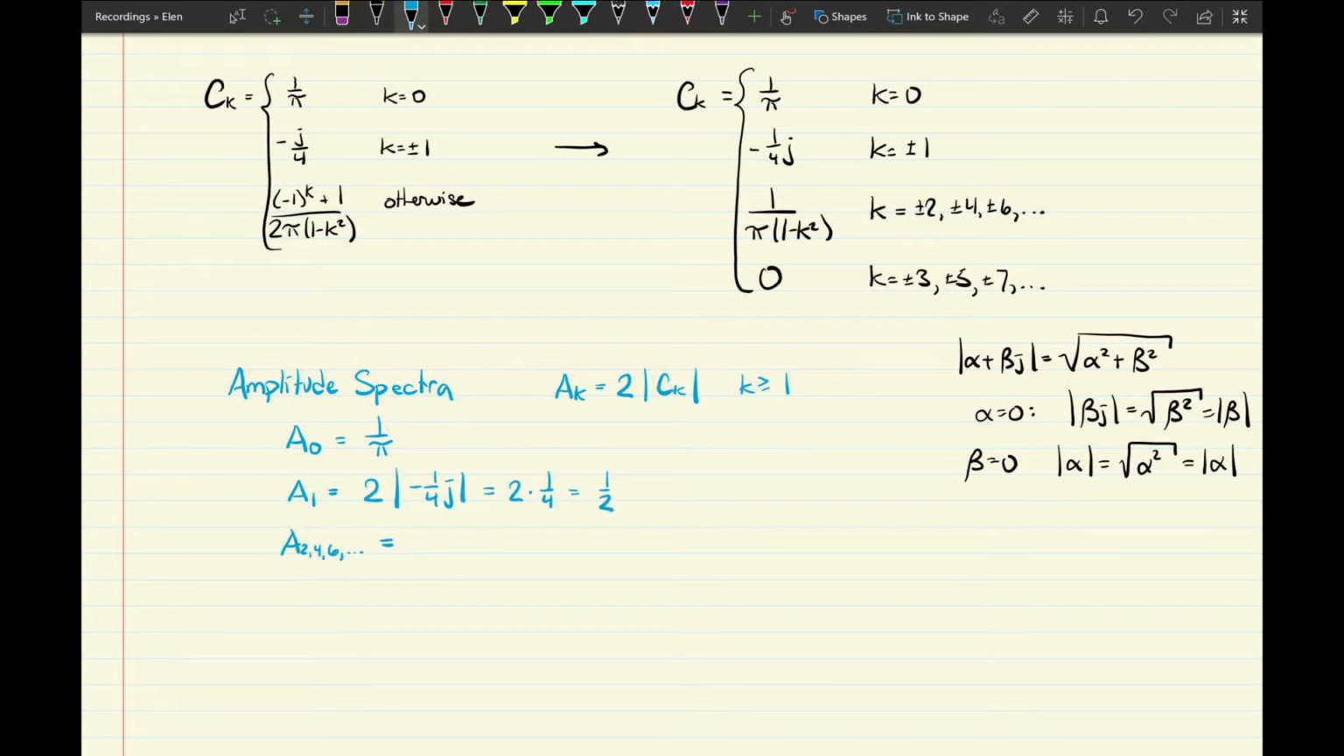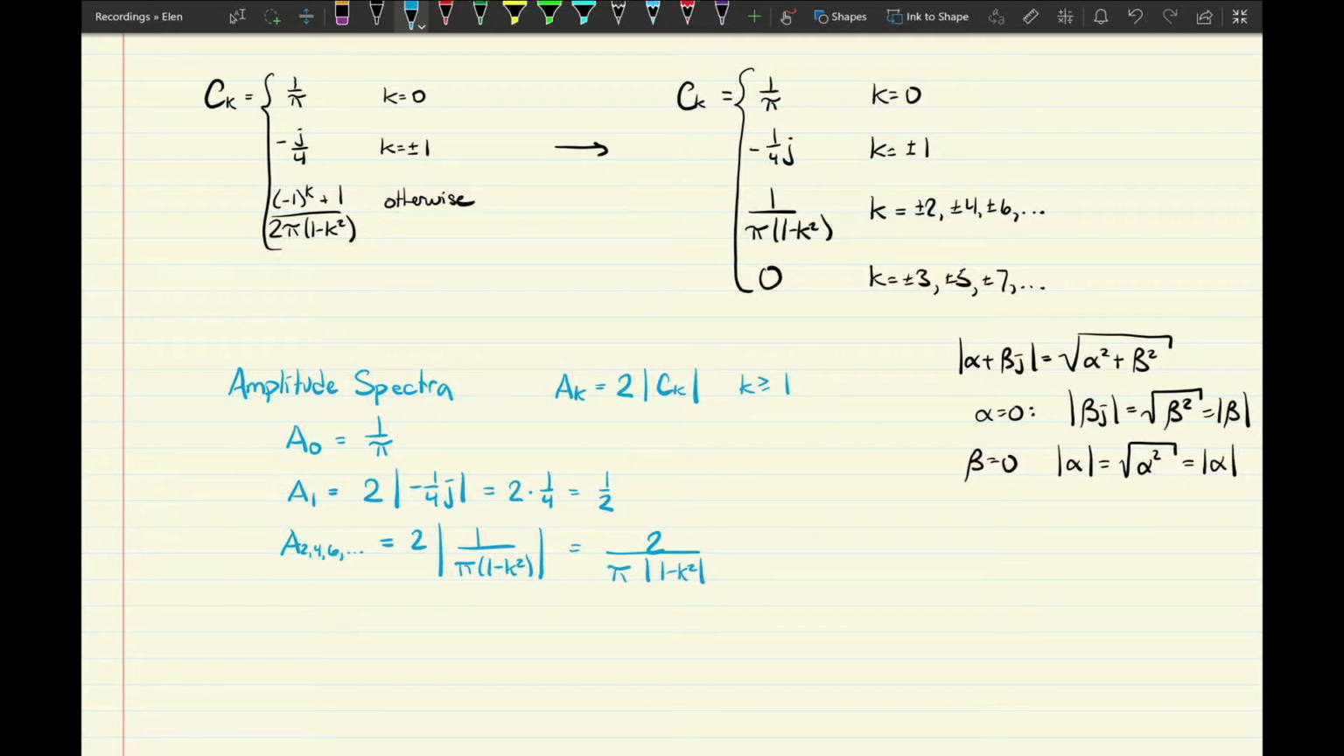As far as even terms go, we see that all of the even harmonics have a Fourier coefficient that is completely real. And so if we don't have both a real and an imaginary component, then the norm of a real number is simply its absolute value. We have to double that. So we have 2 times the absolute value of 1 over pi times 1 minus k squared. Now, using some properties of absolute values here, the absolute value of 1 is 1, and the absolute value of pi is pi. We have 2 over pi times the absolute value of 1 minus k squared.